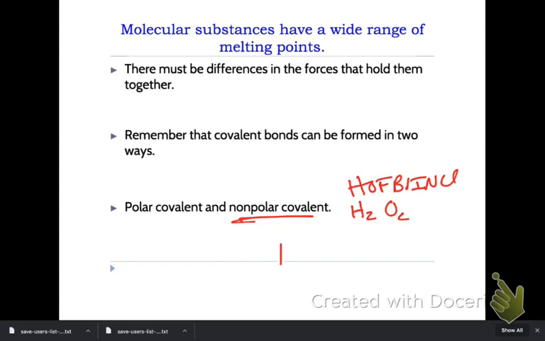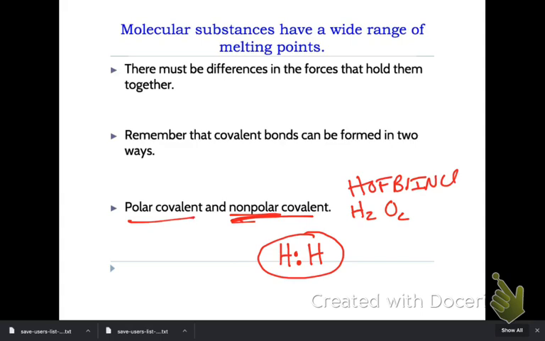So if we have one hydrogen with its one electron and it forms a bond with another hydrogen with its one electron, neither one of those hydrogens is strong enough to remove that electron from the other. So that means they're going to share them equally. So we have this equal distribution of charge all around that molecule. No opposite charged ends. That's what makes it nonpolar.